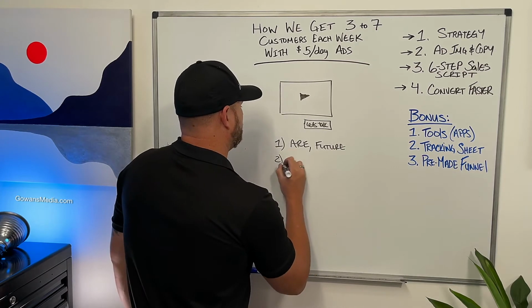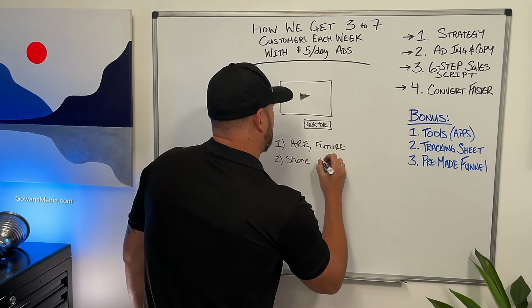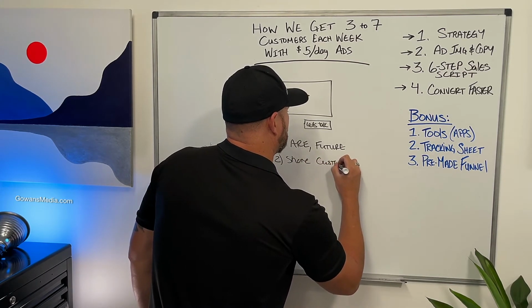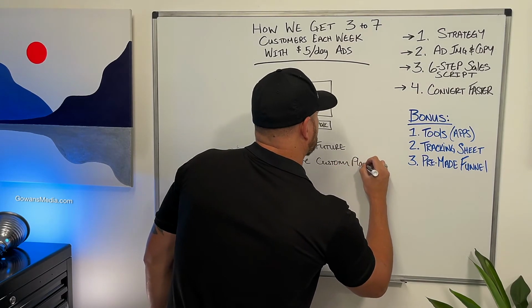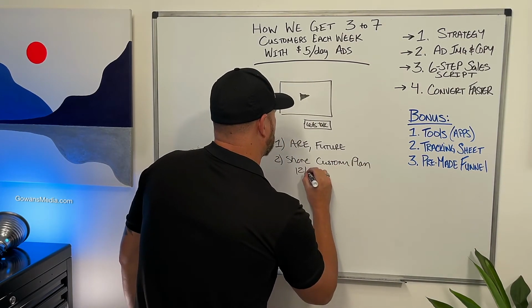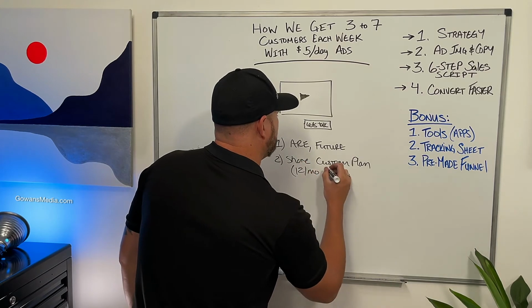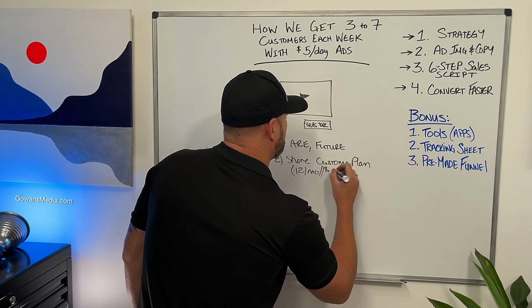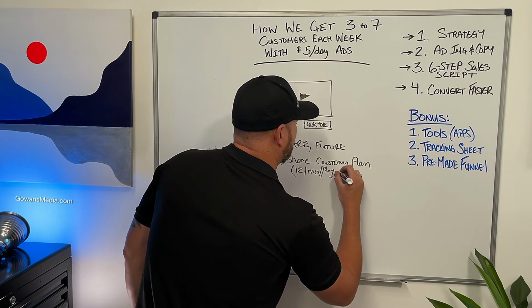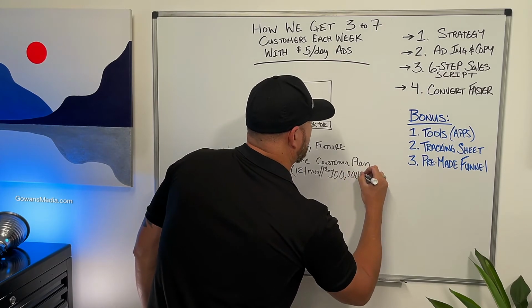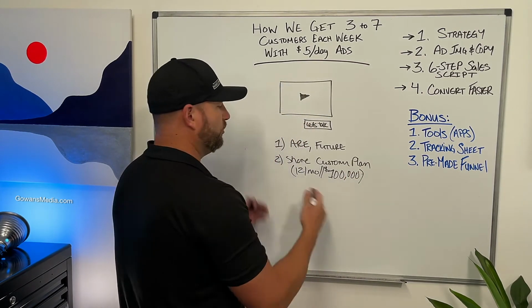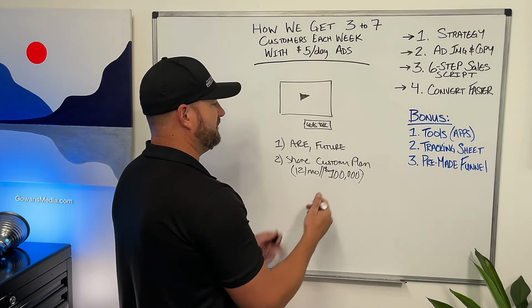We are going to share a custom plan with you to show you how to reach your 12-month goal. So where do you want to be financially in 12 months? Let's say, I don't know, an additional 100,000 a year, whatever it is. I'm just making these up. We'll give you a plan, whatever it is that you're doing.